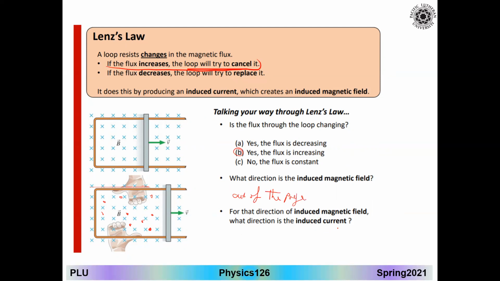Now, what about the direction of the induced current? How can we find it in that case? We're going to use the right hand again, the same thing. The direction of the current goes along this part and this one here. If I finish the loop, it points in this direction, so the direction of the induced current is counterclockwise.